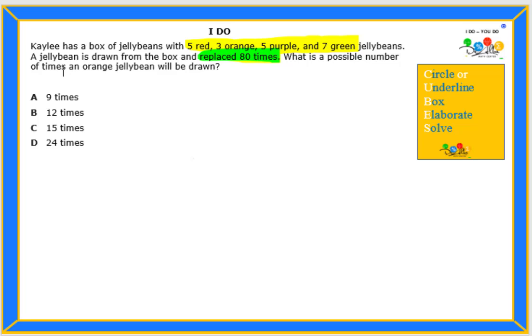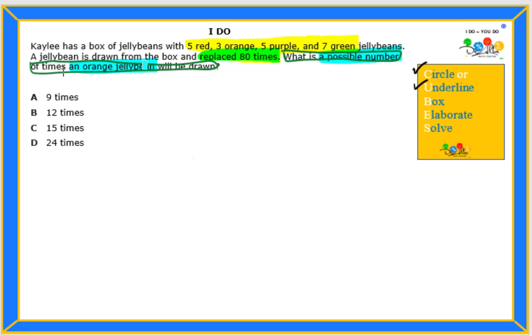So let's underline or box in that important question. Notice that in our CUBE strategy, we always want to make sure to circle or underline our important information. We've highlighted it. We then want to box in our question. So what is a possible number of times an orange jelly bean will be drawn? I think some of the important pieces of information are: what is a possible number of times an orange jelly bean will be drawn.